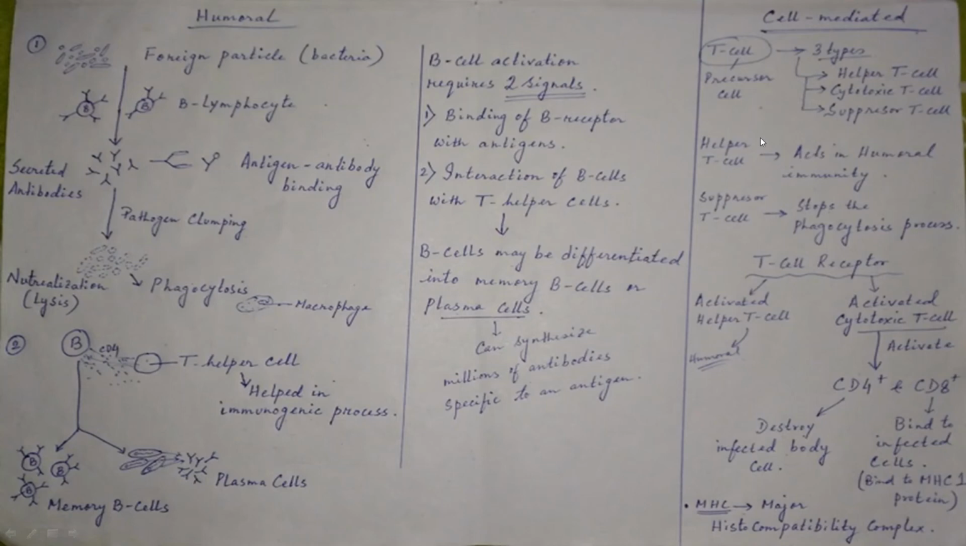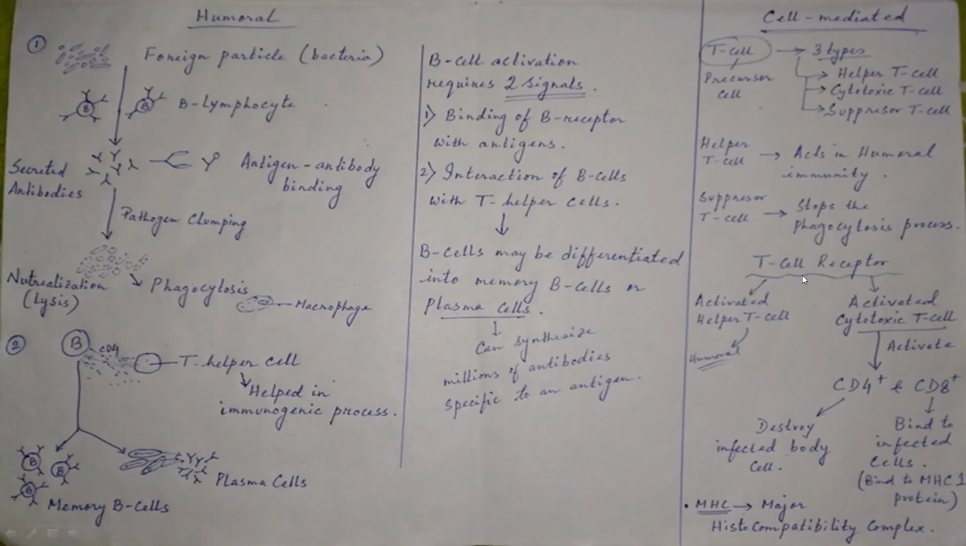So only when the external body enters our body, the helper T cells will help the B cells to produce these two cells further, and antigen antibody binding will further neutralize those pathogenic cells or antigens. And somewhere this process needs to be stopped. For that, suppressor T cells help and stop the phagocytosis process.